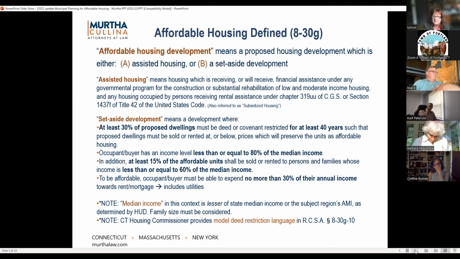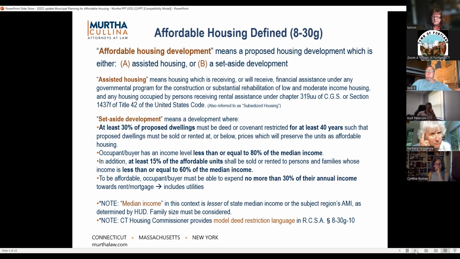A set-aside development is a development where at least 30% of the total proposed dwelling units have to be subject to deeds or other covenant restrictions for at least 40 years. It used to be 30, now it's 40, such that those dwellings are sold or rented at or below prices which will preserve the units as affordable housing for 40 years, okay?